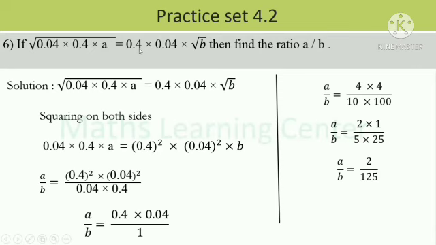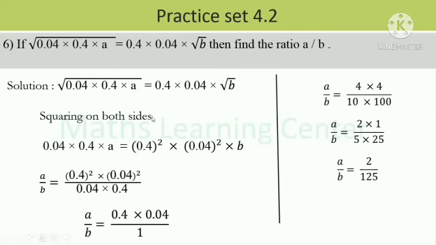These values are given, so we will write the given equation, that is under root 0.04 into 0.4 into a is equal to 0.4 into 0.04 into root b. Now under roots are there, so we will take square on both sides. Squaring on both sides, this under root and under root will get removed. So in LHS you will get 0.04 into 0.4 into a, and on the right 0.4 square into 0.04 square, and after taking the square of root b, we'll get b only.